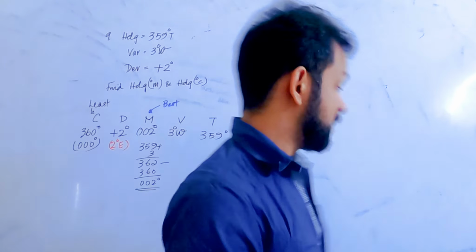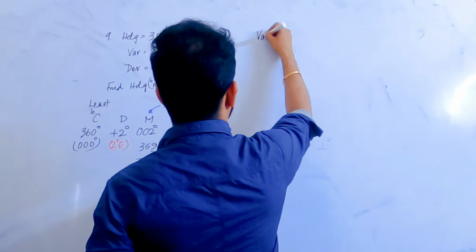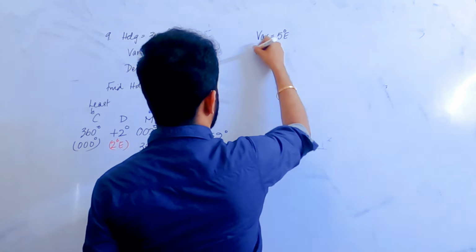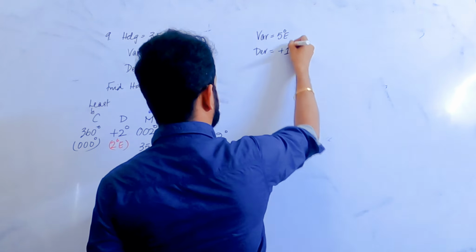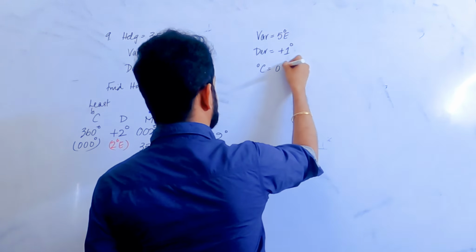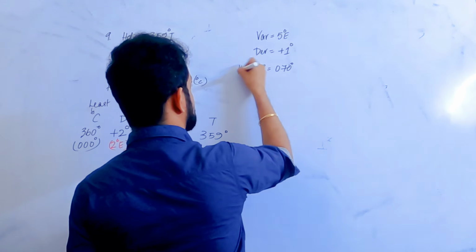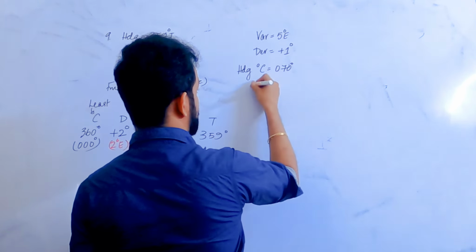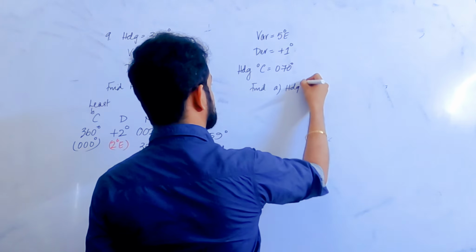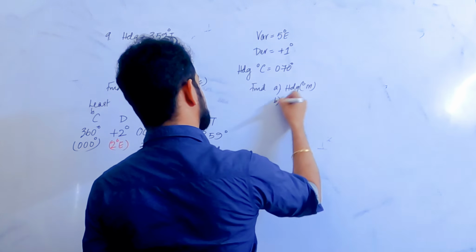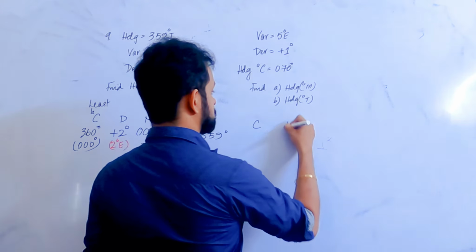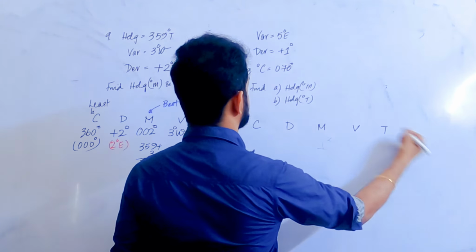You're given variation is 5 degrees east. Deviation is plus 1 degrees. Compass heading is 070 degrees. Find heading magnetic and heading true.